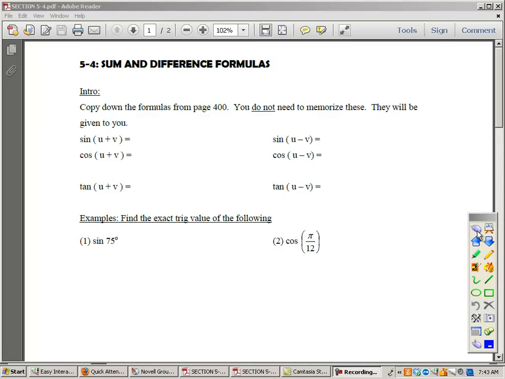Welcome to section 5.4. We're doing sum and difference formulas. These formulas you're not going to have to remember. We're going to give you a sheet of paper at the end of this chapter with the formulas on it, but you do need to know how to use it. You will also want your unit circle today as we're going through this section, so keep that in mind.